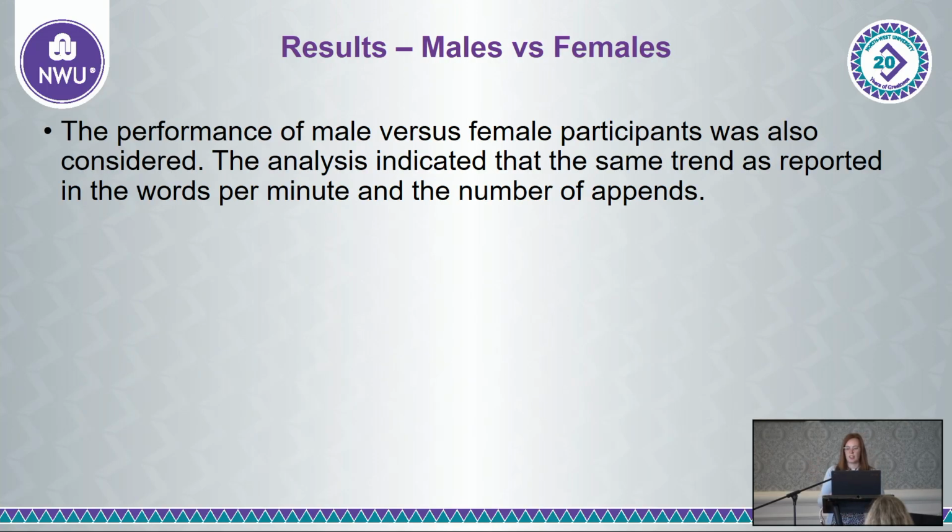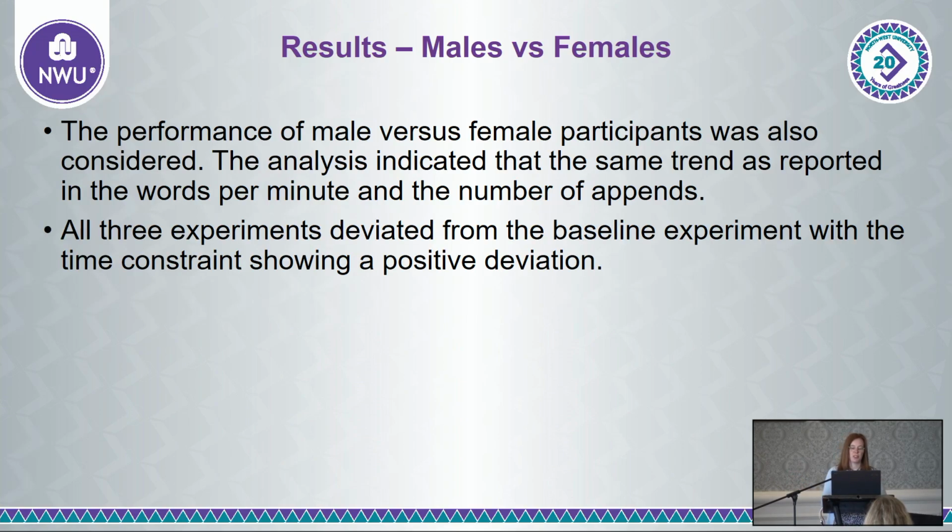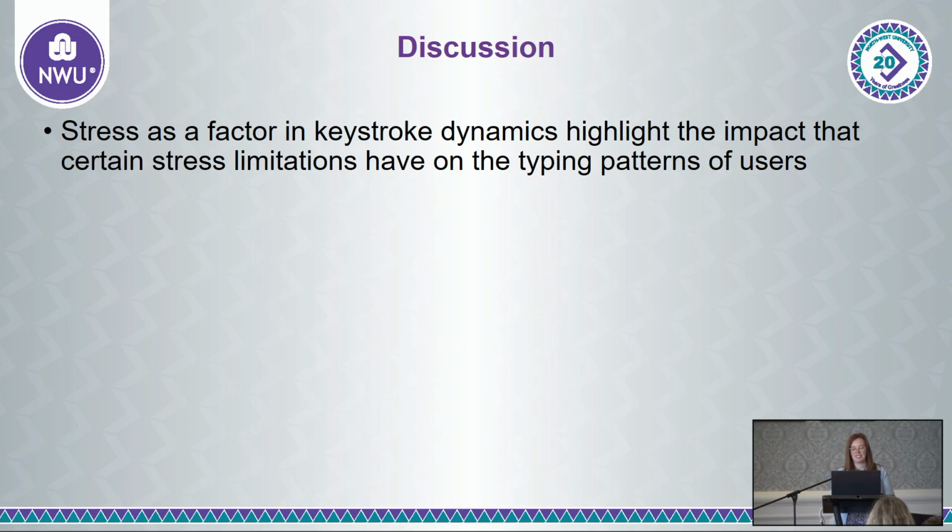Based on males versus females, there wasn't really a significant difference between the two, so you can just take the groups as is. If you want to do more in-depth research, you can do it for males and females, but this research didn't really show any significant difference between the two demographic groups. Like I said, all three experiments deviated from the baseline experiment, and even though the time constraint was a positive change, it still deviates.